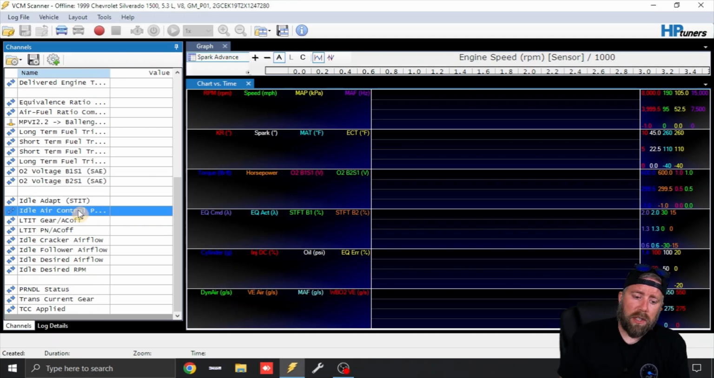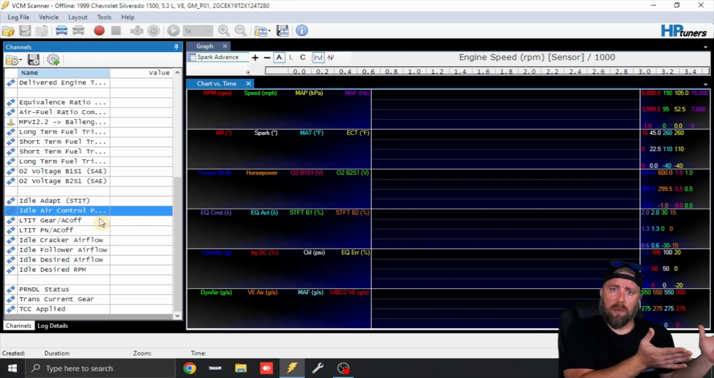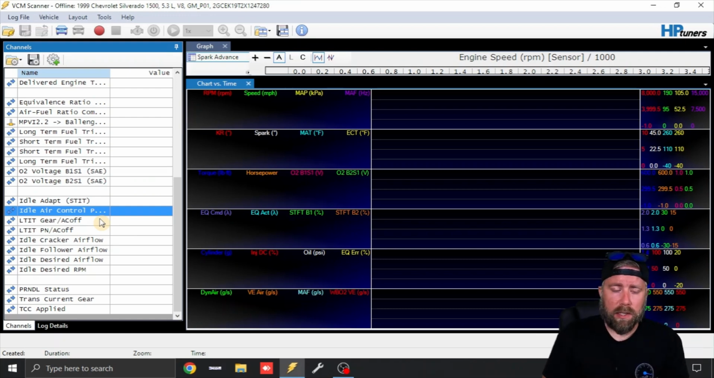Idle control position, this is the number of steps that your idle air control motor is moving. All the way closed, meaning it's not adding any airflow, is 0. All the way open is 310 steps, and anywhere in between is obviously anywhere in between. So I watch this because I like a cammed vehicle to run between 40 and 60 steps, and that will allow it to have more room for cold start, and it will allow it to go up to 310 steps.